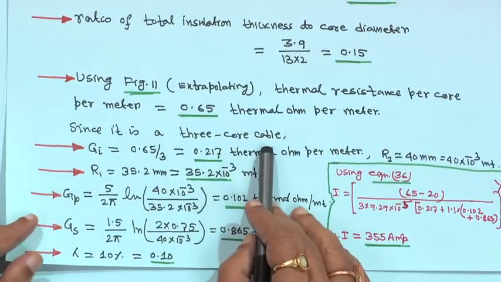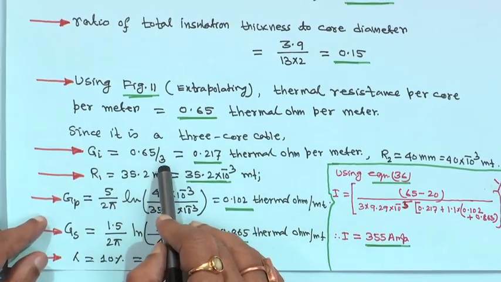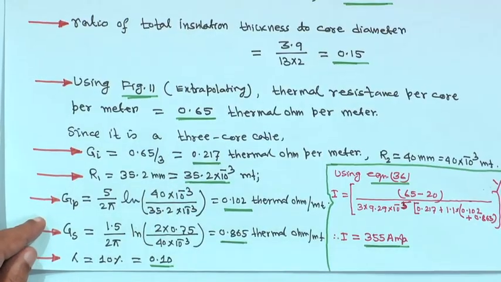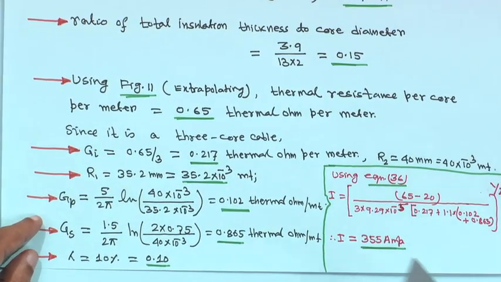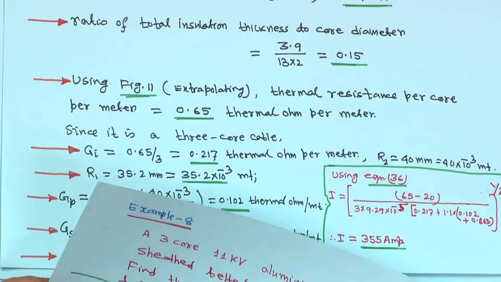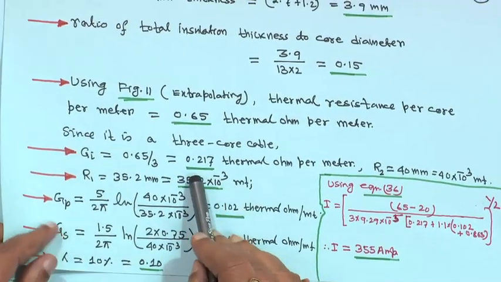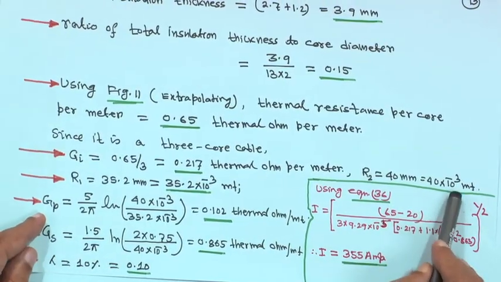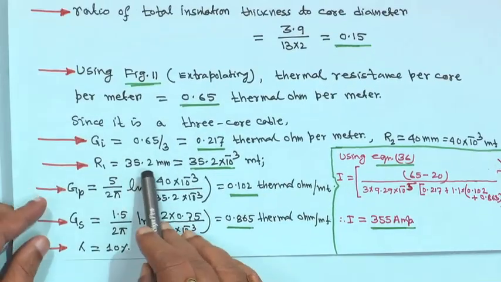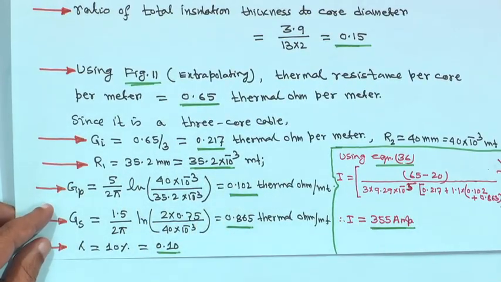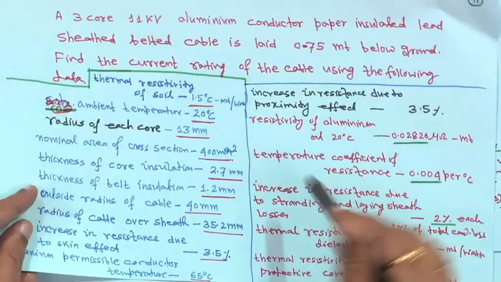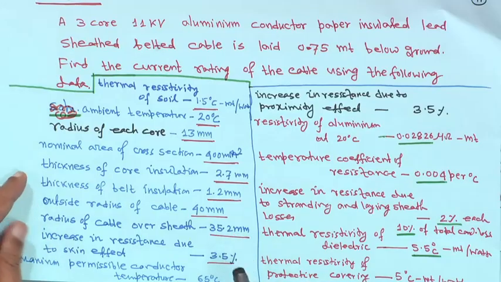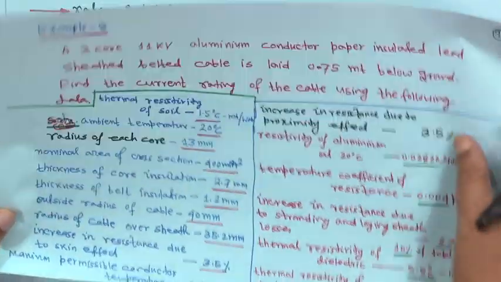Now, since it is a 3 core cable, G1 will be 0.65 by 3. You have to be very careful, you should not just take whatever has been given. So, G1 will come to 0.217 thermal ohm per meter, and R2 is 40 millimeter, so 40 into 10 to the power minus 3 meter. R1 is given as 35.2 millimeter, so 35.2 into 10 to the power minus 3 meter. All the data are given.